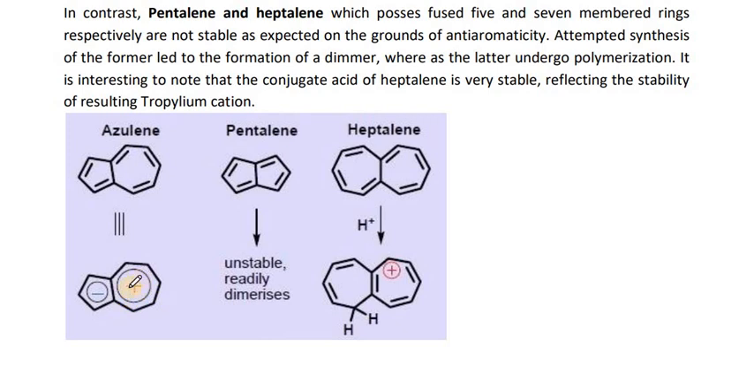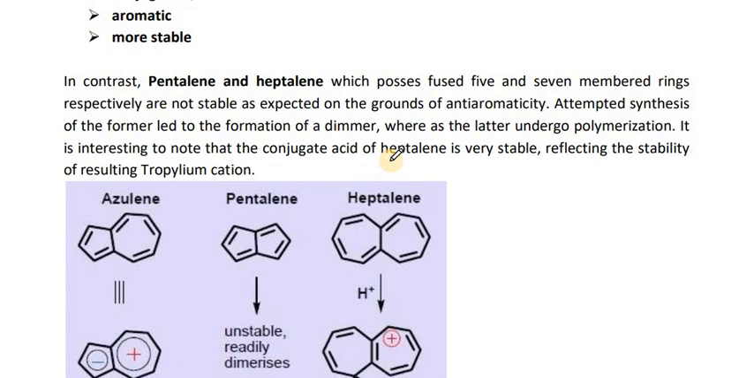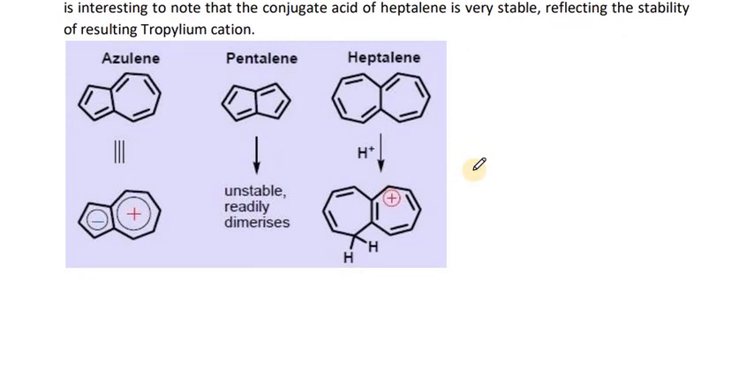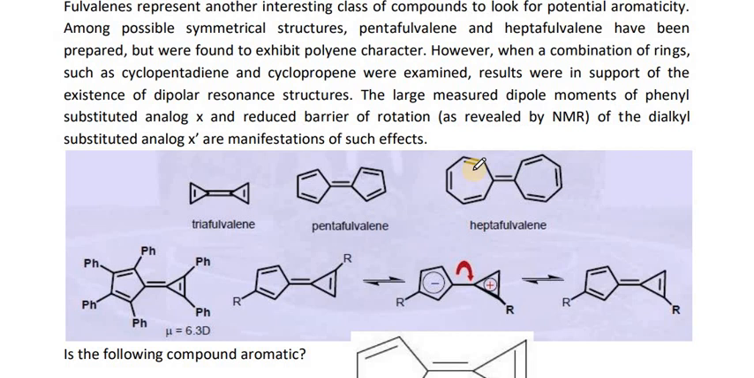This ring is aromatic and this ring is also aromatic. It is a combination of two aromatic rings, cyclopentadienyl anion and cycloheptatrienyl cation, that is the tropylium ion. Both are aromatic individually. Therefore, azulene is a combination of two aromatic rings. Whereas pentalene is not aromatic and heptalene is also not aromatic. They exist, but they are not stable, and they are anti-aromatic in nature. Coming to fulvalene.